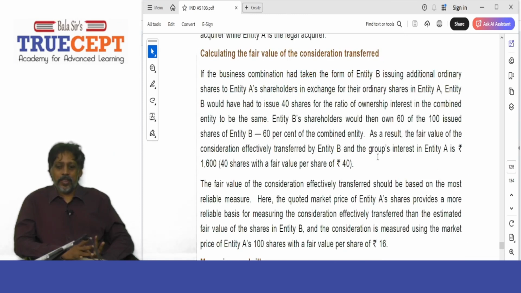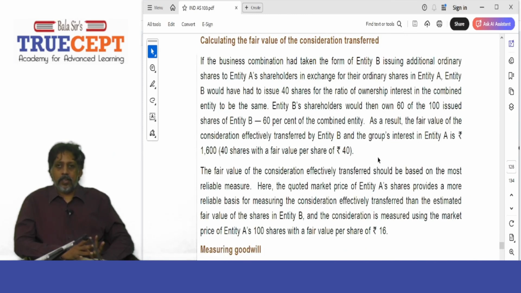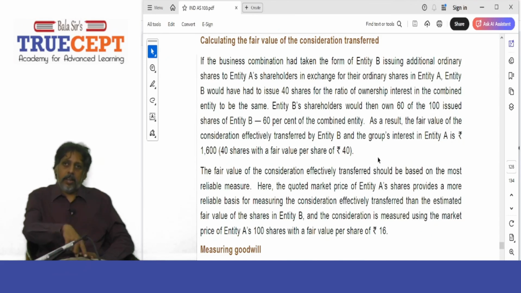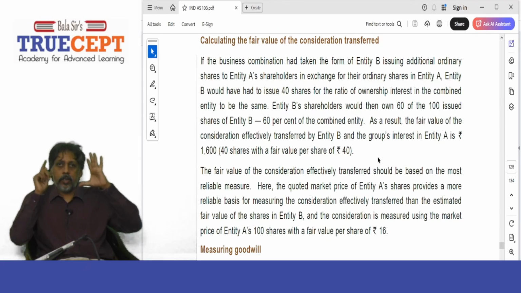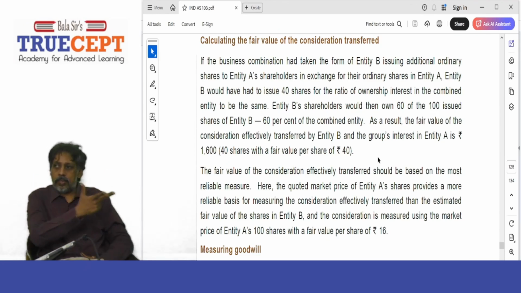Calculating the fair value of the consideration transferred. They could have said A is the accounting acquiree. Next. If the business combination had taken the form of entity B issuing additional ordinary shares to entity A's shareholders in exchange for their ordinary shares in entity A, entity B would have had to issue 40 shares for the ratio of ownership interest in the combined entity to be the same. That is, you have to issue 40 shares so that 60 plus 40 is 100, and 60 by 100 is 60%, to maintain the same percentage control.